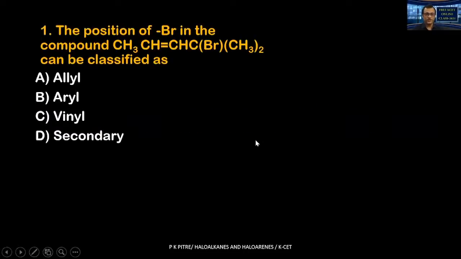The first question is this. The position of Br in the compound CH3CH=CH-CBr(CH3)2. I know as soon as you read this question, you will be in a hurry to choose one of the options, but let me tell you, writing is the best thing to arrive at a correct answer because every mark matters over here. So let us see what are the options given to us and try to recall what can be the answer for this.